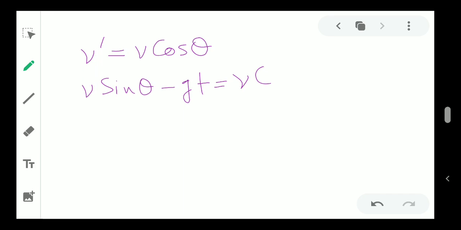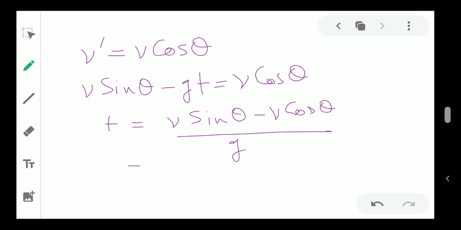So at the time when they will be equal, this v prime will be equal to v cos theta, that means the horizontal component. So this v prime is my v sin theta minus gt, so v sin theta minus gt is equal to v cos theta. So my time t is equal to v sin theta minus v cos theta by g. Okay, so this is the value.